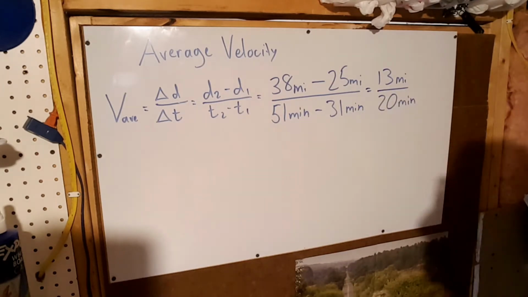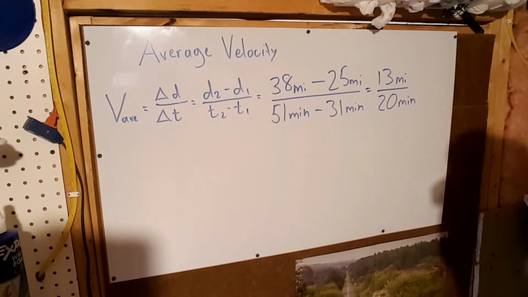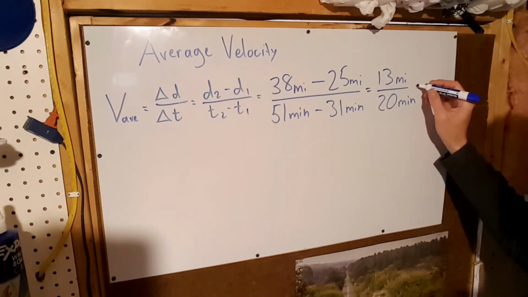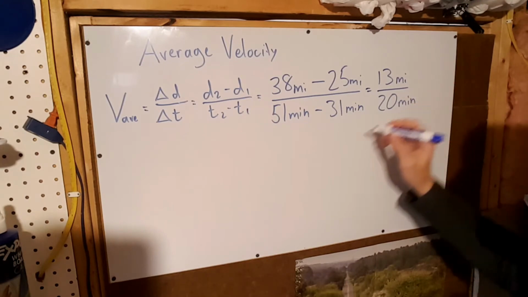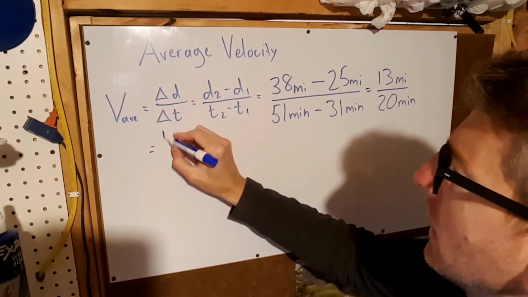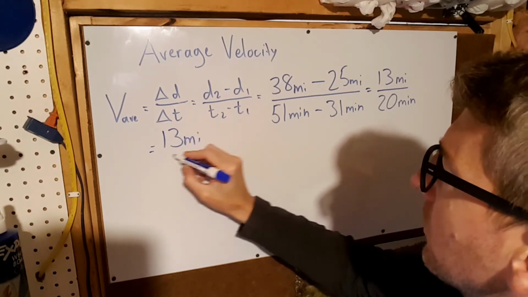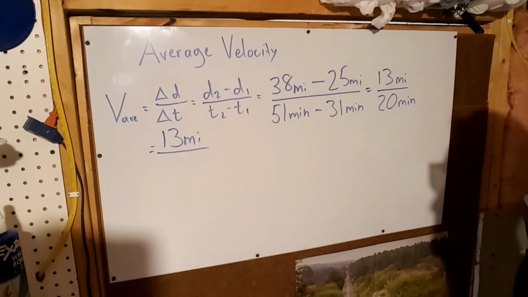Now, hopefully some of you guys are already seeing an issue that I'm going to get miles per minute if I do this math. I don't want to do that. That's annoying. It's complicated. It's going to make us do more work. So I'm going to do a little bit of a trick here. Instead of doing 13 miles over 20 minutes, since the 20 minutes worked out so nicely, I can just convert that real quick to hours. And 20 minutes is how much of an hour?